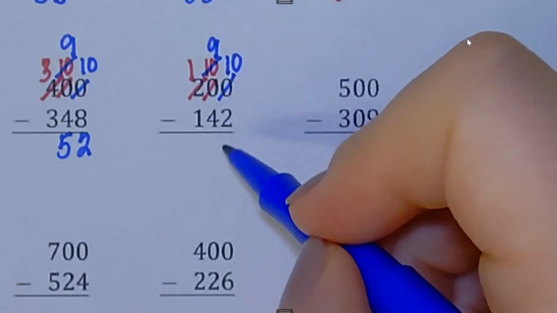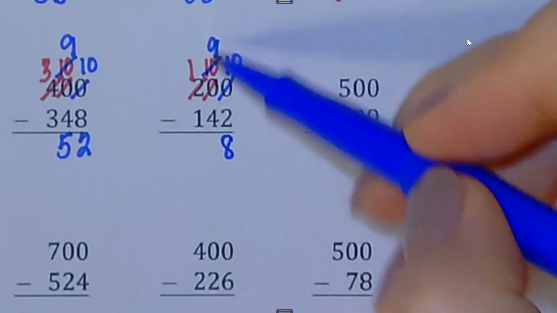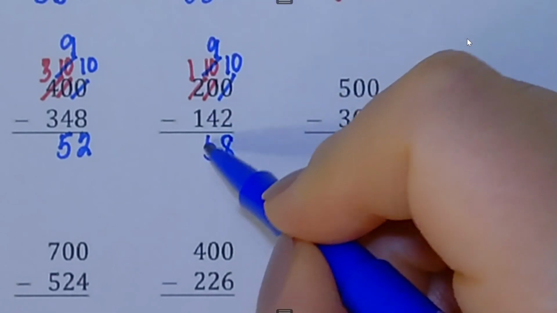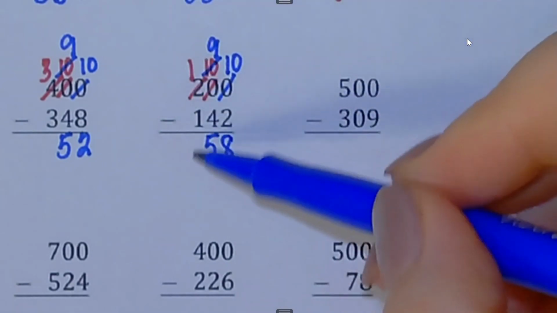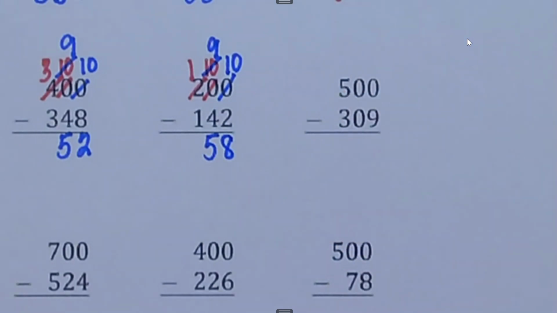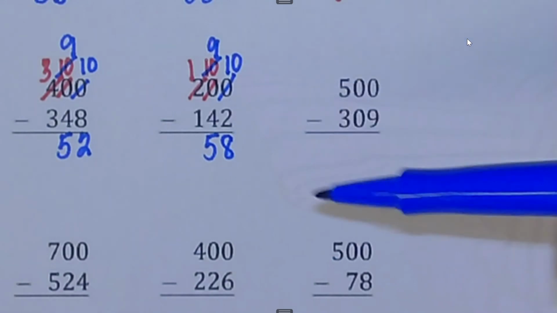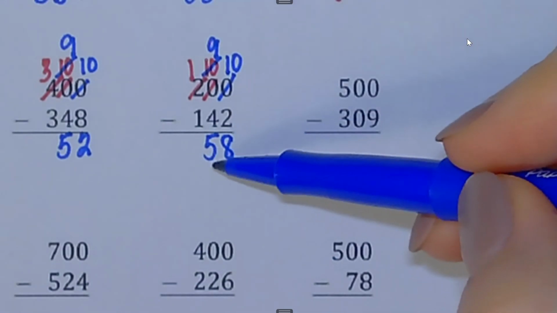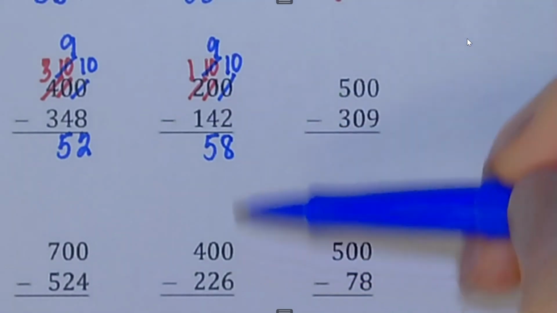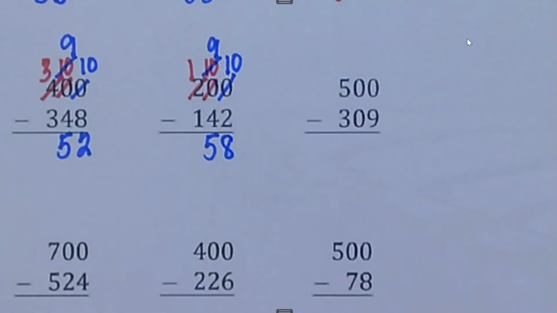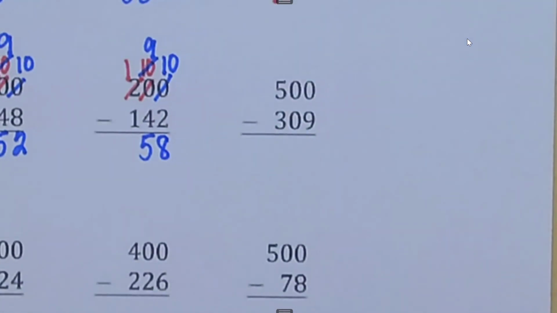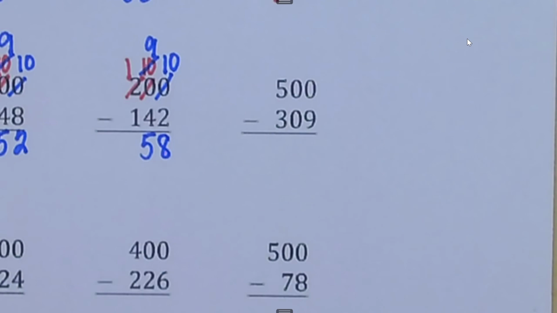10 minus 2 is 8. 9 minus 4 is 5. And 1 minus 1 is 0. So if I go backwards to check my work, 8 plus 2 equals 10. Yes. 5 plus 4 equals 9. Yes. And 0 plus 1 equals 1. Yes. All right, one more.